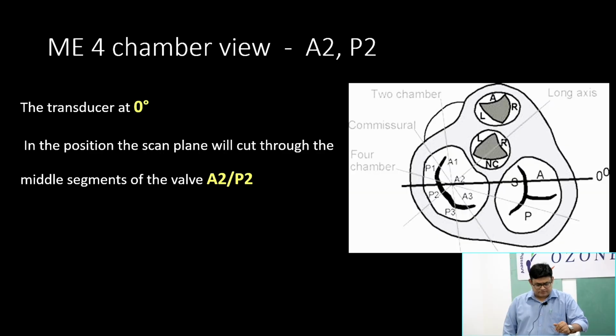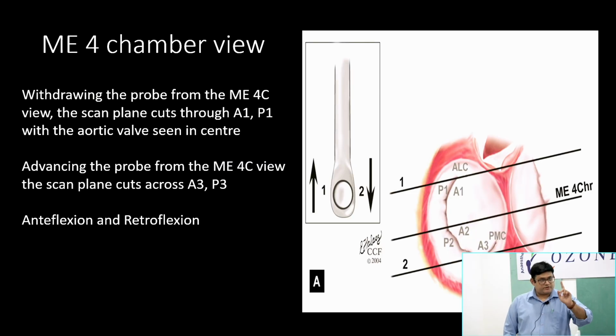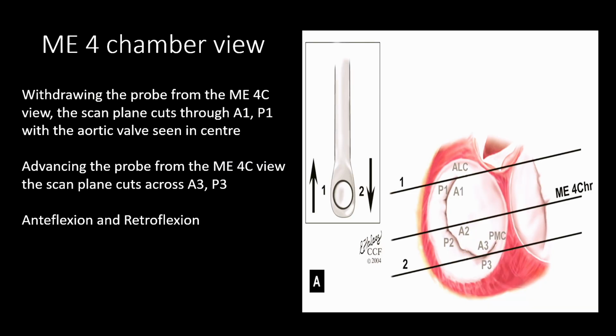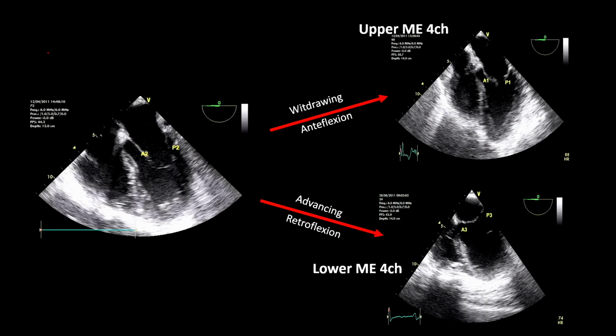So coming to the first view, that is your mid-esophageal 4-chamber, here the transducer is at 0 degrees, and in this position the scan plane will cut through the middle segments of the valve, that is your A2 and P2. Now from this position, if you withdraw the probe, then the scan plane cuts anteriorly through the A1 and P1, and you can see a small part of the aortic valve also, and advancing the probe into the stomach from the mid-esophageal 4-chamber will cut the scan through the A3 and P3. The same thing can even be achieved by your anteflexion and retroflexion. So you will see that.